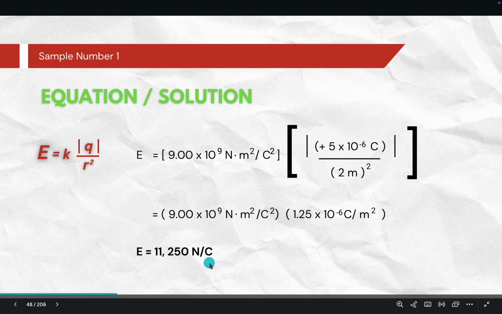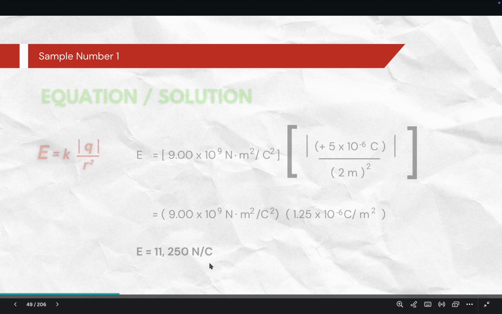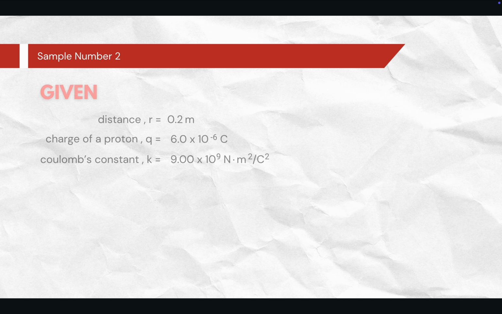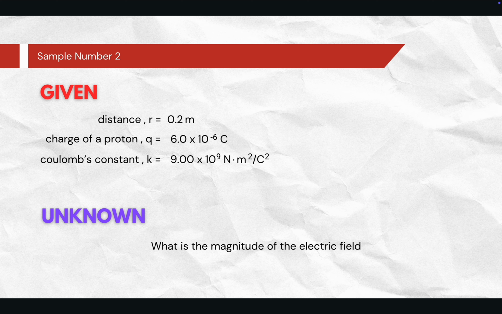That's its unit. Next, sample number 2. A charge of 6.0 times 10 raised to negative 6 C is placed in space. What is the magnitude of the electric field at a distance of 0.2 meters from the charge? So, given again: the distance, the charge, and the Coulomb constant. That's all we need to find the electric field. What we're looking for is the magnitude of the electric field.